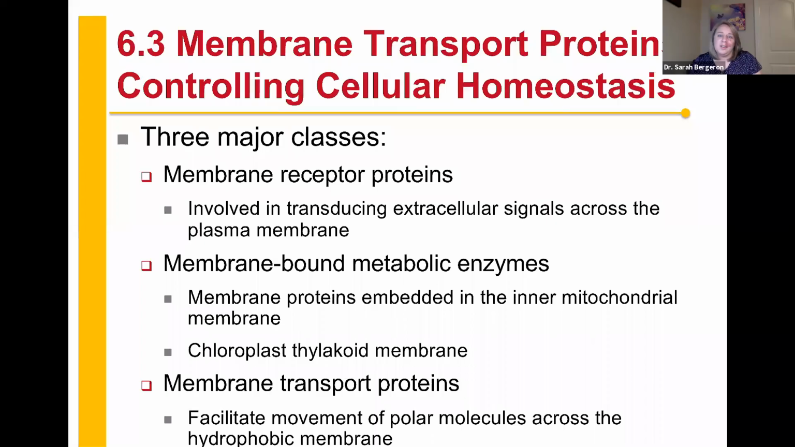All right, so we are on chapter 6, section 3. And last section, if you remember, we talked about globular proteins. So these are proteins that are soluble either inside or outside of the cell. And now we're going to switch to proteins that function as regulators of molecules that are passing through a membrane in the cell. So whether that's the exterior membrane or an organelle membrane.